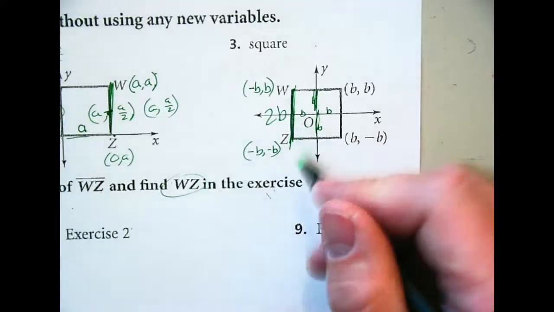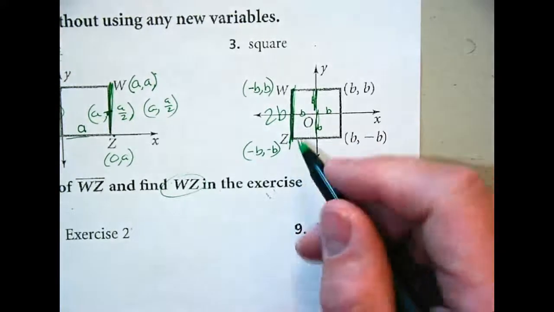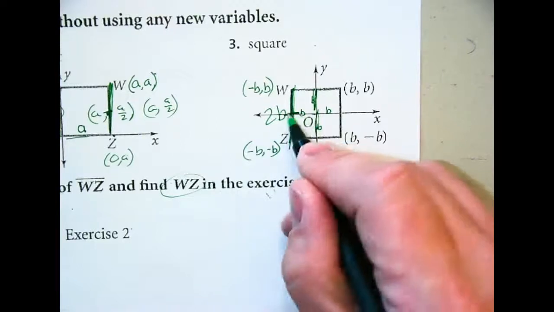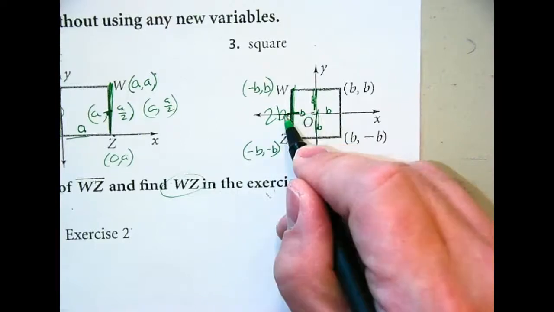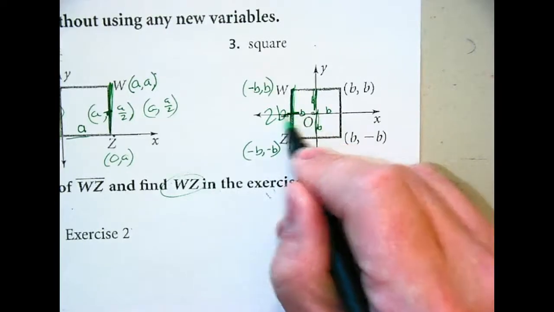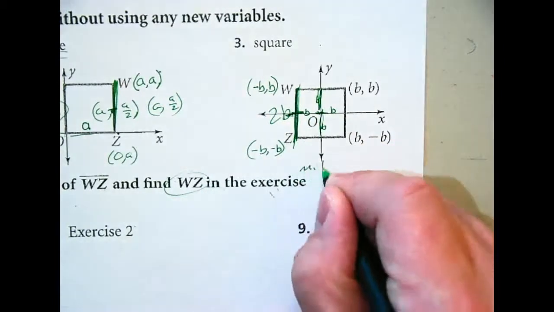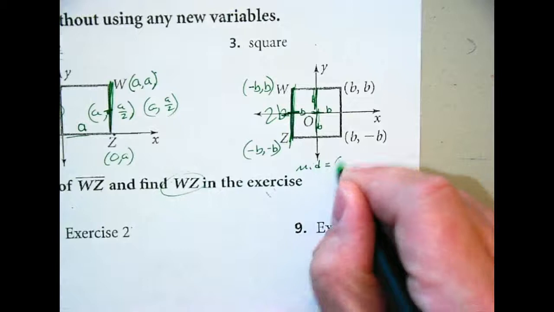What's the midpoint? We're not too deep. Like the half formula. From here to here, how far did you travel? B. However, you're going in the negative realm, so you're at negative B. So the midpoint is negative B, 0.